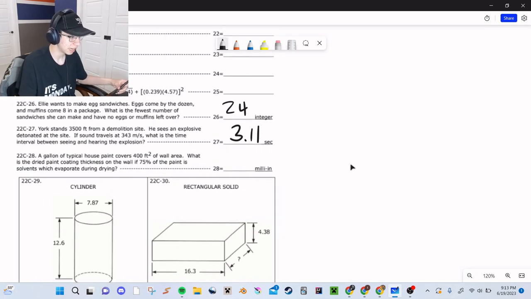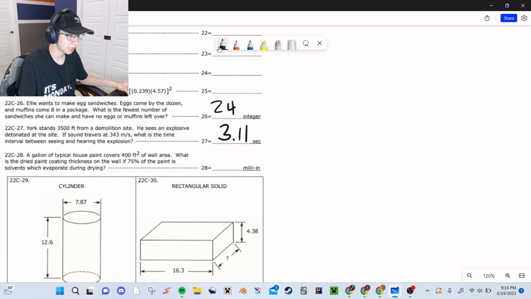Okay, so we have a gallon of typical house paint covers this many square feet of wall area. I'll highlight it. What is the dried paint coating thickness? You want to know the coating thickness on the wall, if 75% of the paint is solvents which evaporate when drying.